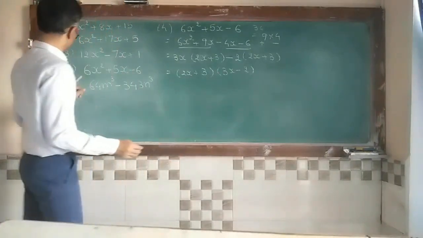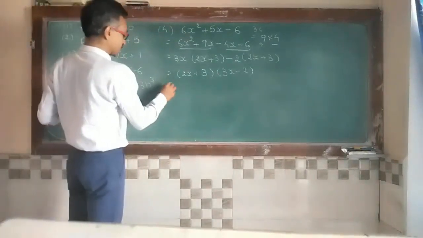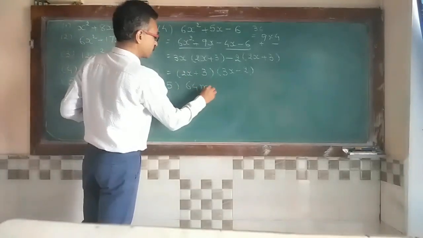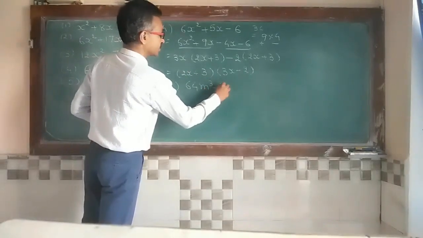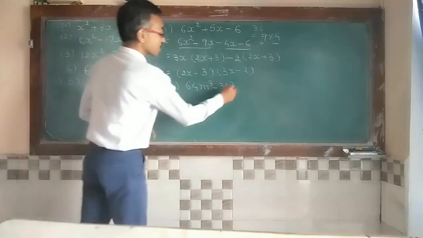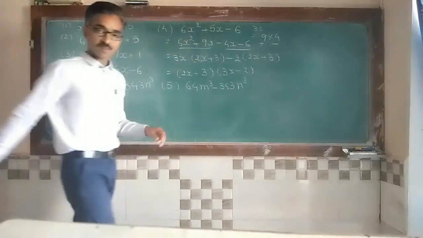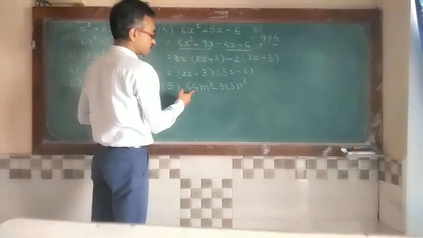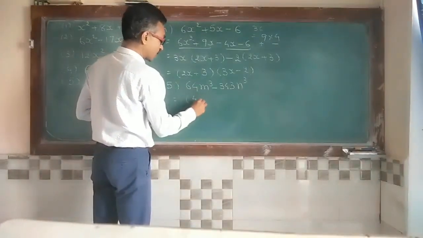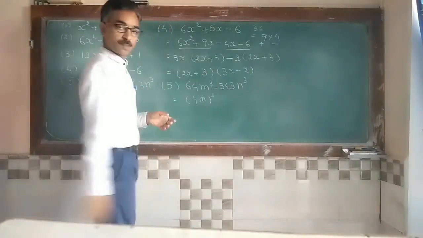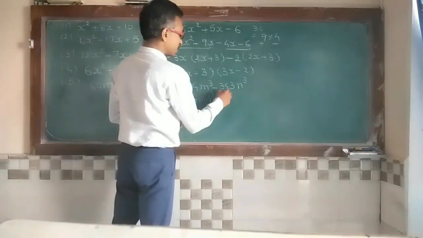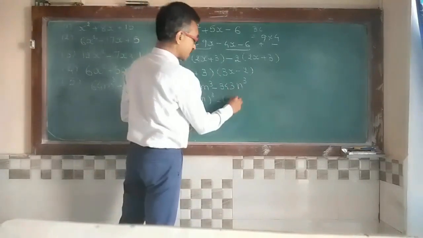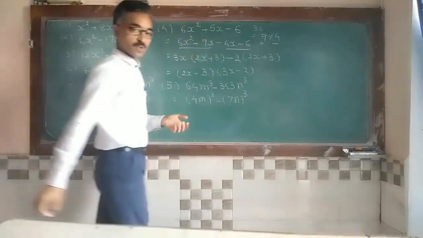Okay. Now let's move toward the fifth. That is given to you, 64m cube minus 343n cube. What will we do? See, this is the cube of 4m, whole raised to cube. And 343 is the cube of 7n, whole raised to cube.